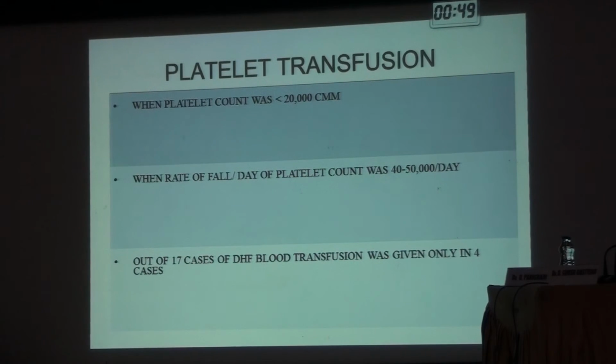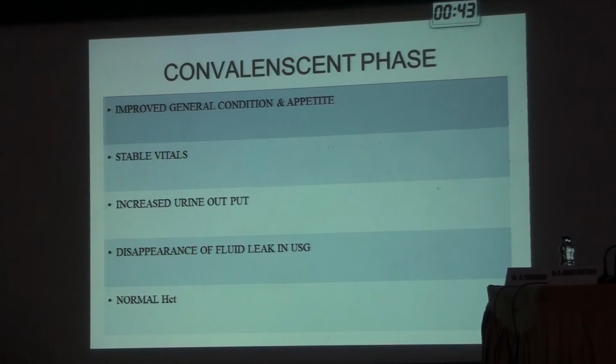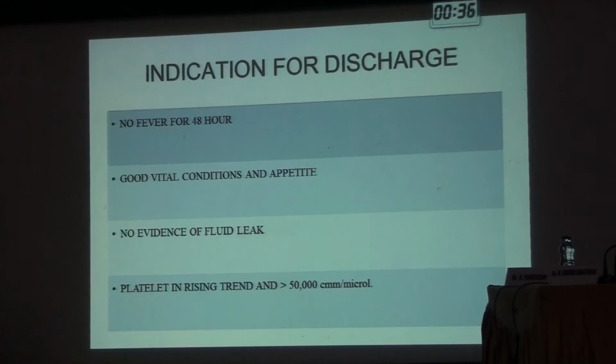Platelet transfusion criteria for us was platelet less than 20,000 or platelet drop of 40 to 50,000 per day. Out of 70 cases of dengue hemorrhagic fever, platelets was given in only 4 cases. In convalescence, patients had improved appetite and other parameters like renal output were also better. For discharge, we wanted patients to be afebrile for 2 days with good vitals, no evidence of fluid leakage, and platelet in the rising trend.